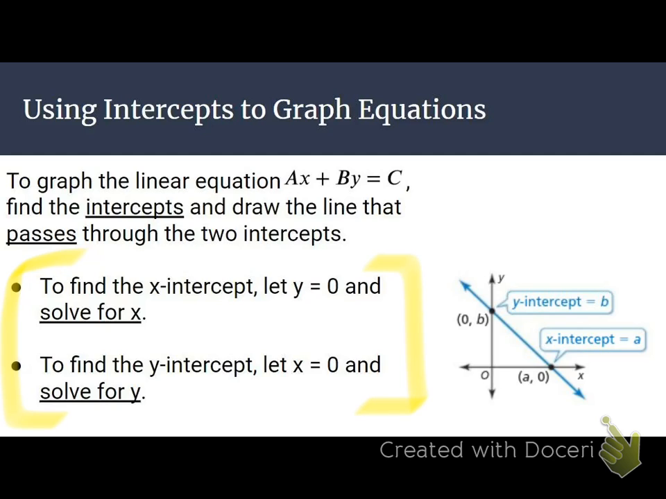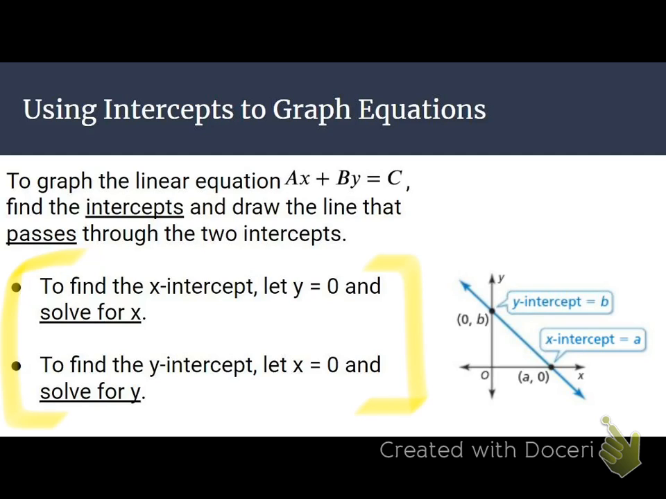processes. To find our x-intercept, we let 0 equal y. So we plug in 0 for y, we solve for x. We find the x. To find the y-intercept, then we plug in 0 for x, and then we solve for our y. So your graph is going to have a point on each axis. One on each axis, and then draw the line that goes through them.